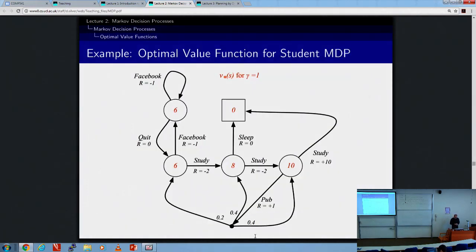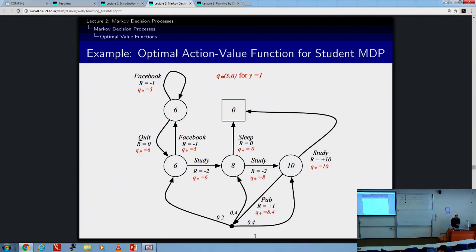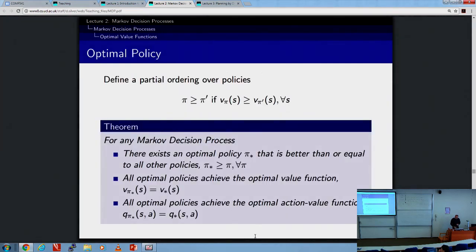So here is the V star for the student example. And here is the Q star for the student example. You can look at this in more detail in your spare time.